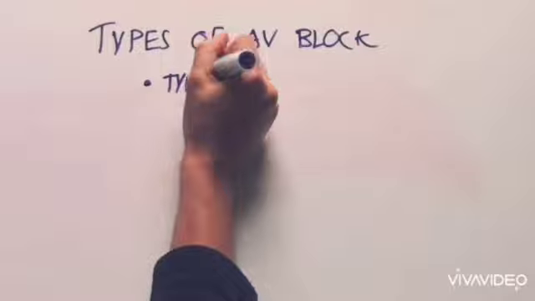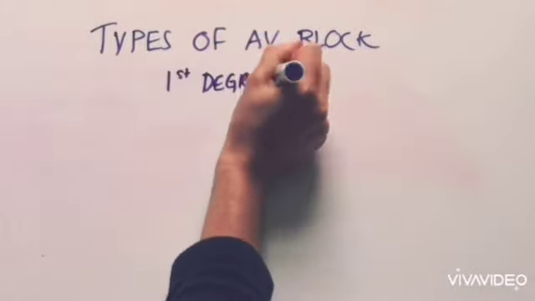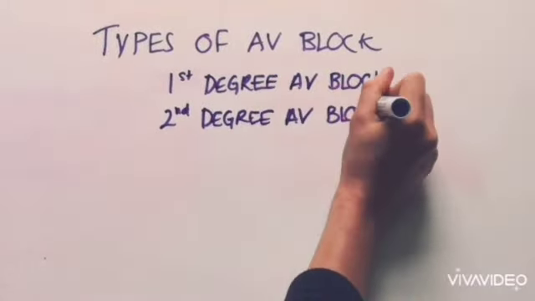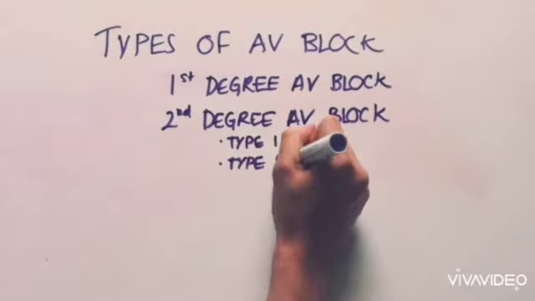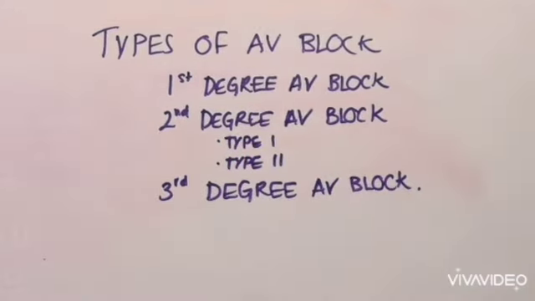So now I'm just going to run through the types of AV block. There's first degree AV block, second degree AV block, type 1 and type 2, and then third degree AV block. Obviously we're going to start with first degree AV block.